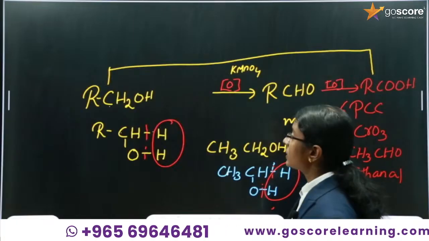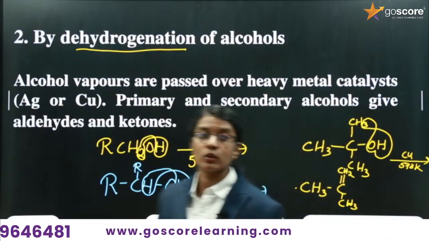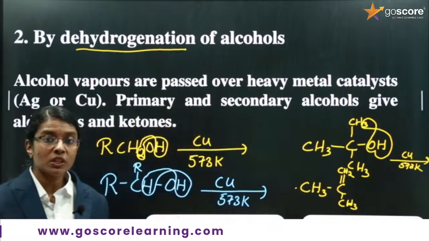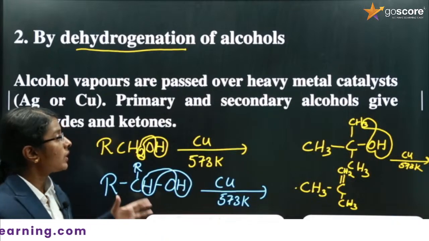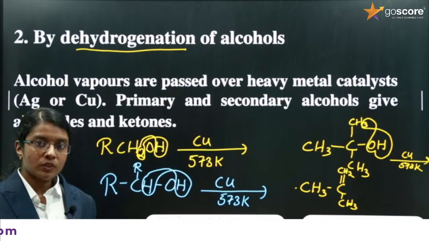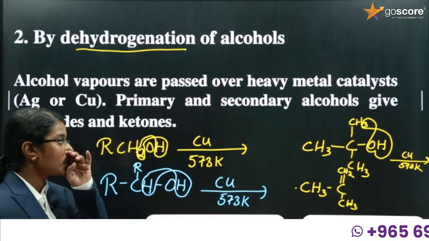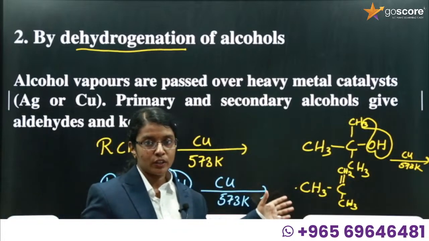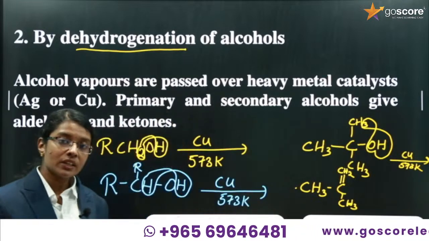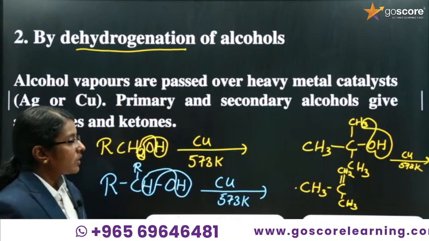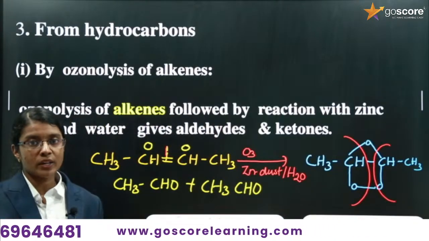by the dehydrogenation of alcohol. Dehydrogenation means removal of hydrogen. Here the alcohol is passed over heavy metals like silver or copper. When copper is heated at 573 Kelvin, if you are taking primary alcohol, you will get the corresponding aldehyde. If you are taking secondary alcohol, you will get ketone. And the next method is from hydrocarbon.